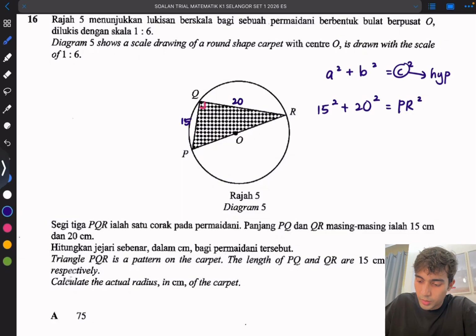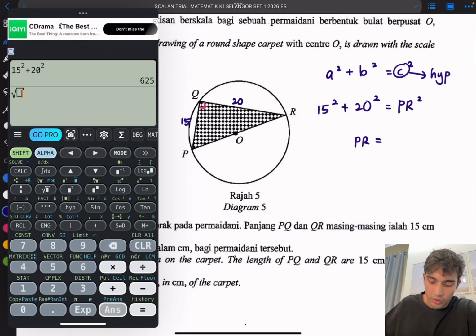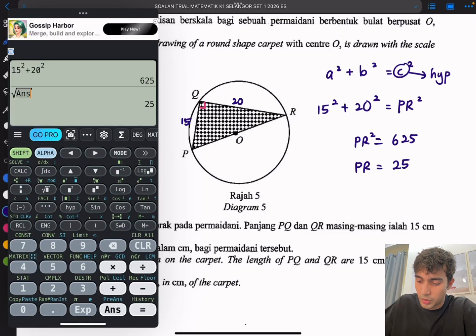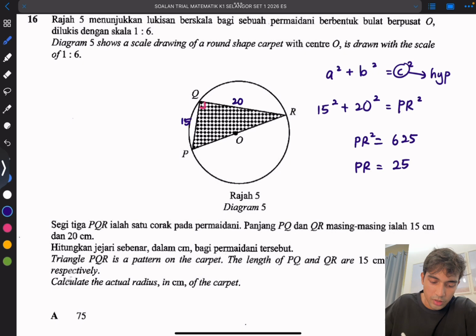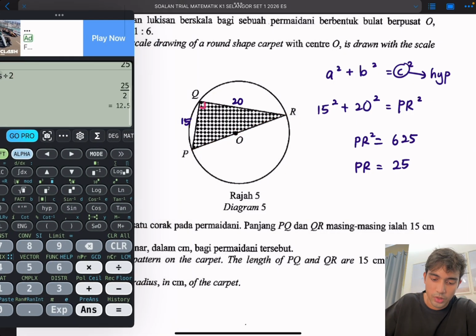A, B. So PR will be 15 square plus 20 square. Then we have to square root the whole thing, because PR square is 625. So PR will be the square root of this, which is 25. If P to R is 25, the radius will be half of this. So 25 divided by 2 is 12.5.